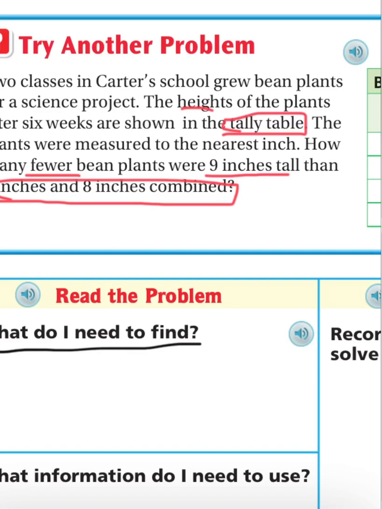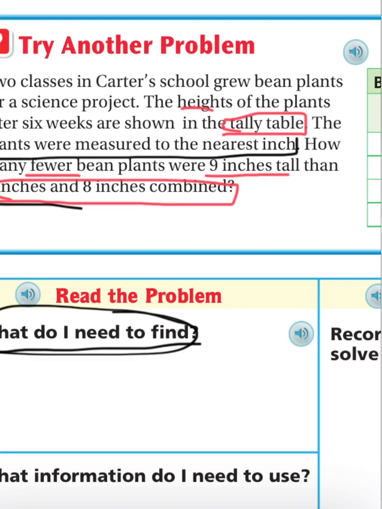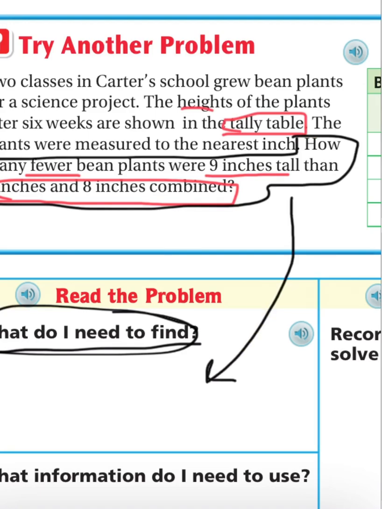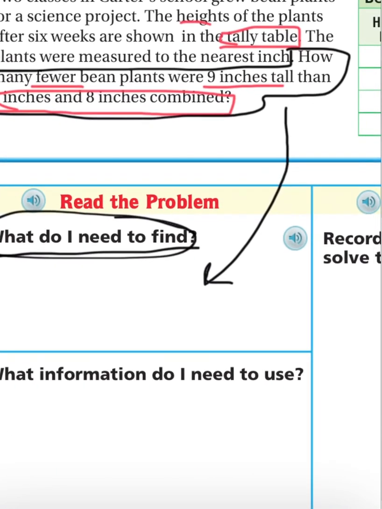What do I need to find? Well, whenever we see this question right here, it always relates to the question being asked. How many fewer bean plants were 9 inches tall than 7 and 8 inches combined? So I'm just going to circle that question and draw an arrow down here. This is my one time where I'll let you be a little lazy, where you don't have to write the whole question out. Just circle it and draw an arrow down to the section.